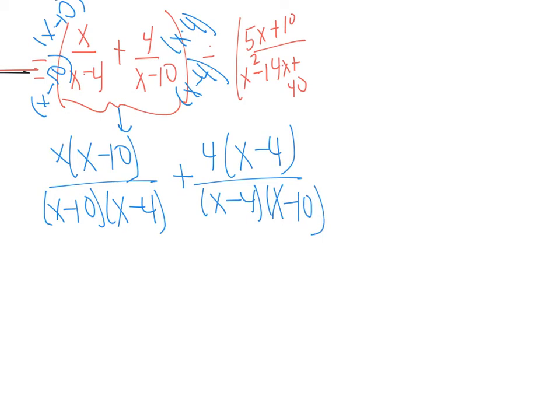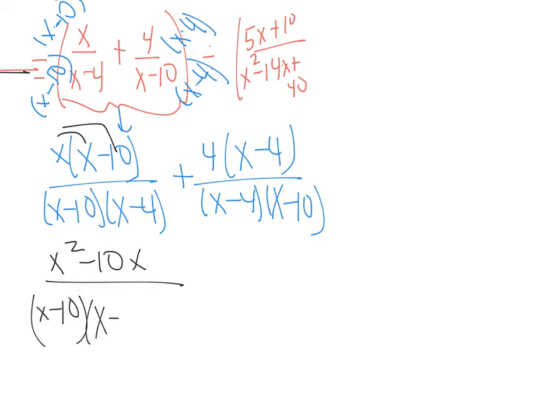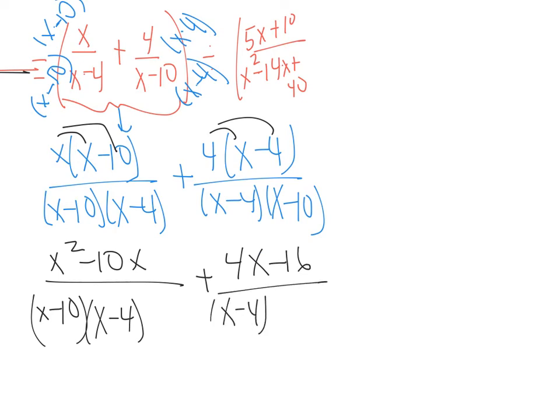Okay, so now I'm one step closer to combining these two fractions. Let's see, I'm going to distribute that x in on the first numerator. So I have x squared minus 10x over our common denominator. And then the second fraction, I'm going to multiply that 4 in, and I have 4x minus 16 over x minus 4 times x minus 10. Okay.